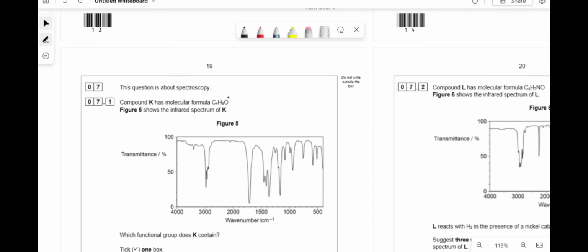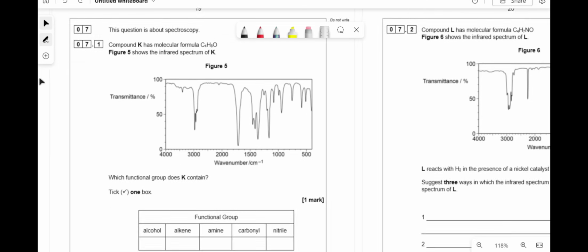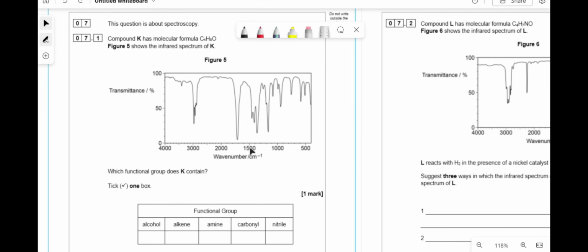Okay, so this question is about spectroscopy. Compound K has the molecular formula C4H8O, and it shows the infrared spectrum of K. We can see right off the bat, what's that, 1,700-ish? We've got a big fat peak here, so it's probably going to be a carbonyl group because it's got a C double bond O, so it's that one.